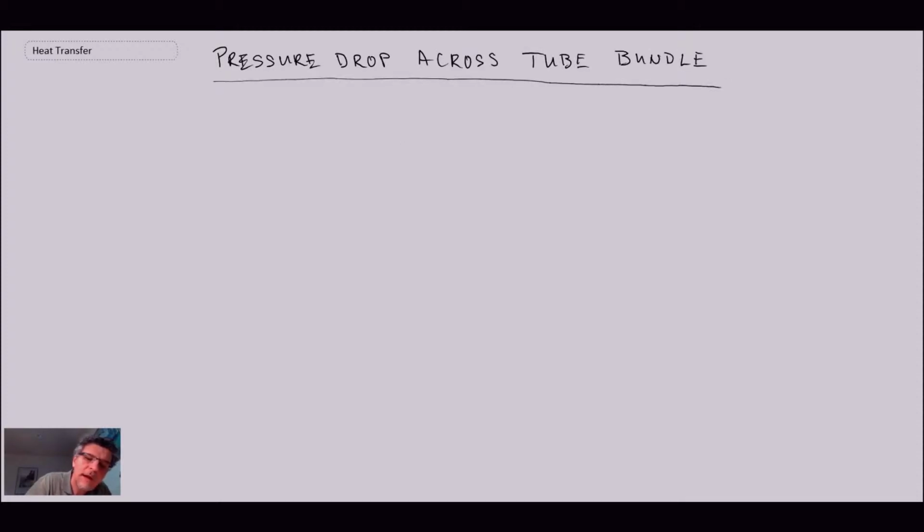Okay, the last item that we're going to take a look at in this lecture has to deal with estimating the pressure drop across a tube bundle. Now, this is going to have significant implications to the performance of the heat exchanger unit or cross-flow heat exchanger or whatever it is that we're looking at that involves the tube bundle.